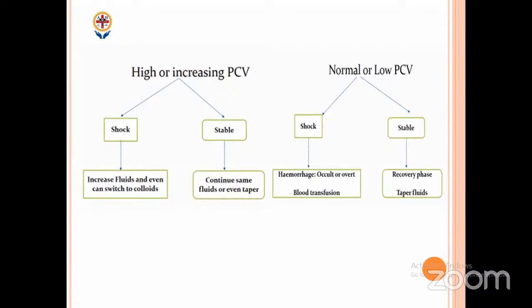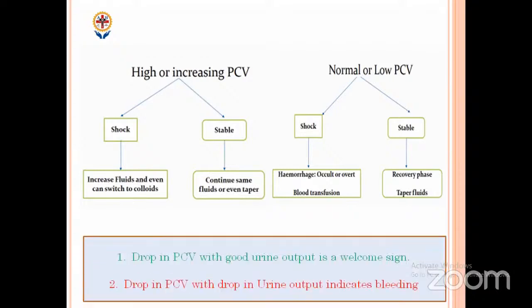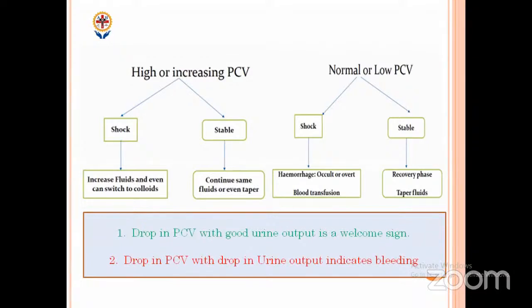PCV alone will not have any role. When you combine it with the hemodynamic status, only then can you manage the child. So these are 4 common scenarios you will face in the management of a dengue child. And these are 2 important things from the classical teaching: a drop in PCV with good urine output is a welcome sign, the child is recovering. A drop in PCV with a drop in urine output indicates bleeding. So you need to remember these 2 things.